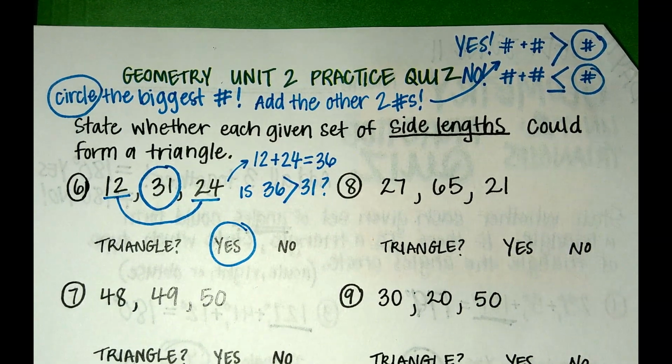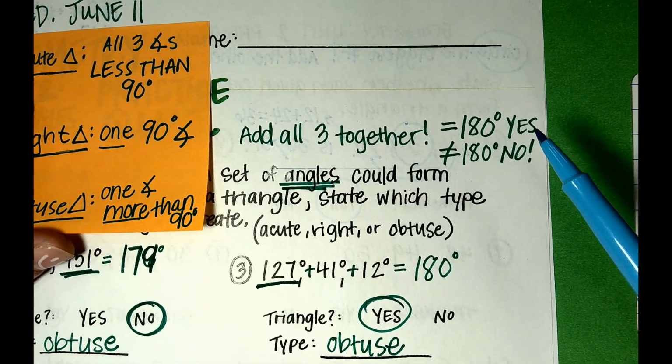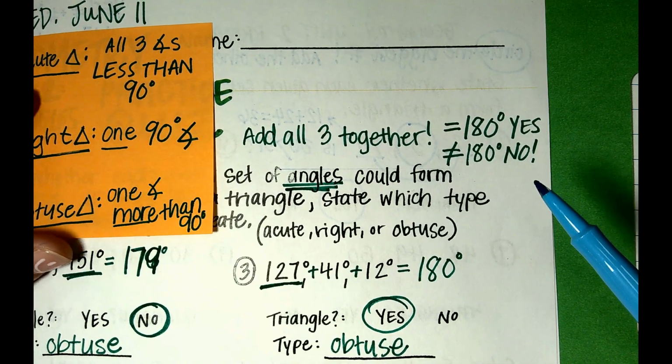The front page, like what Titania was talking about, I even did the same thing. I got confused with it being the angles because I did the same thing. Yeah. Circled the biggest number and then added the little ones.